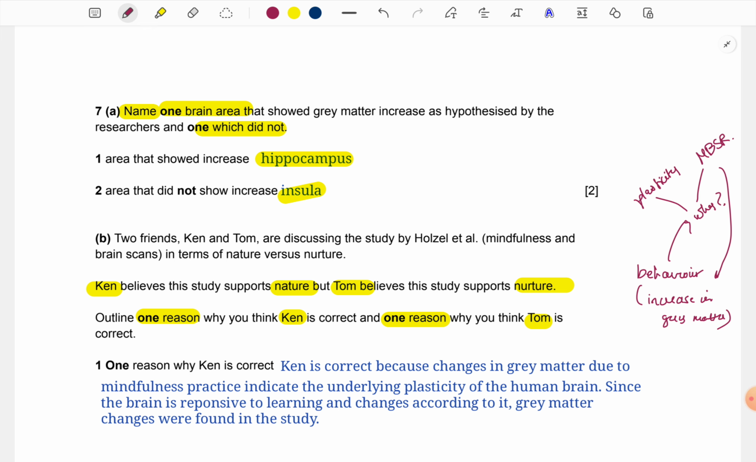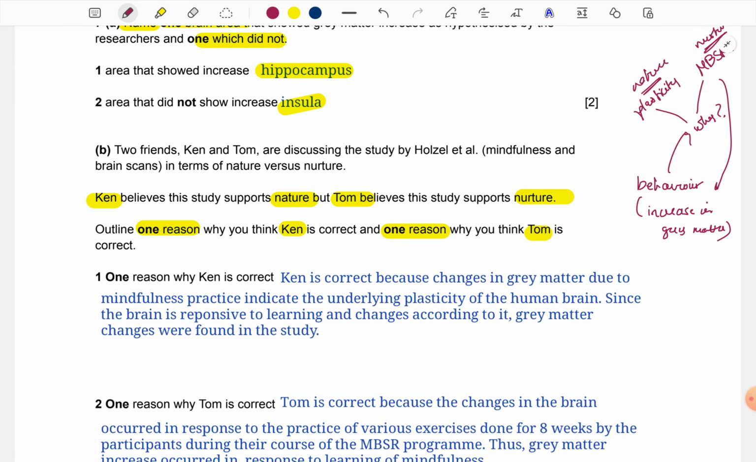So this supports nurture because the person is learning mindfulness, and this one supports nature because the person's brain is plastic inherently, or genetically the human brain is designed to be such. It's as simple as that. So if you just trace back behavior to explanation and then you see where the explanation is coming from, you can understand whether nature is being supported or nurture.